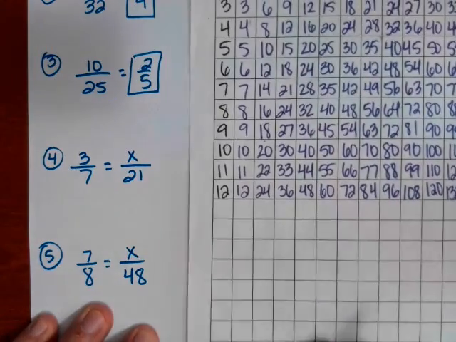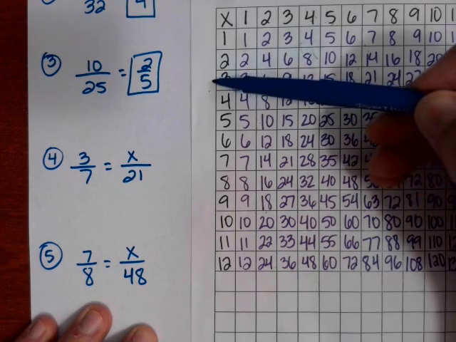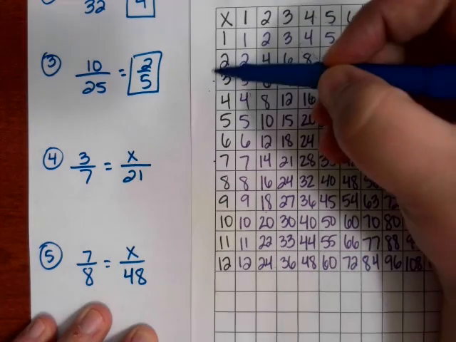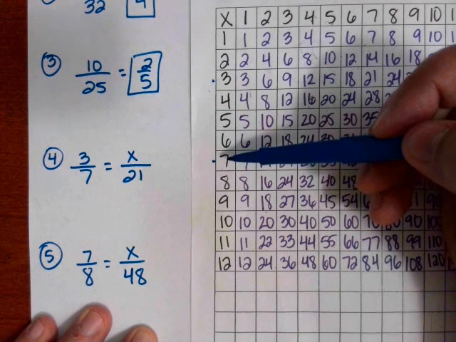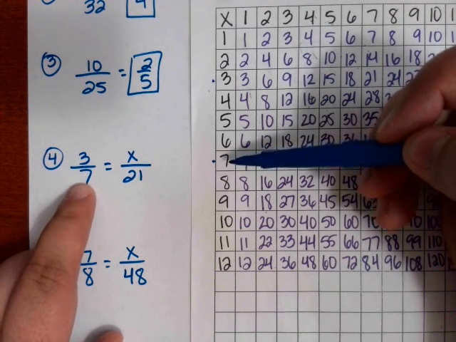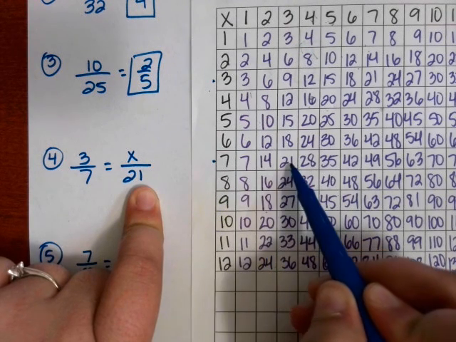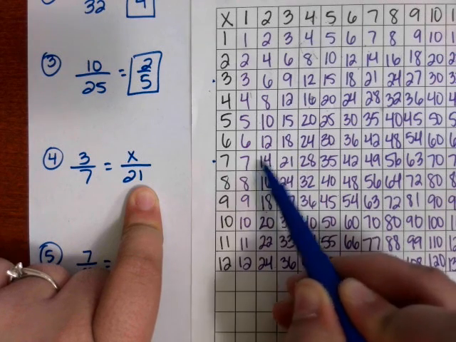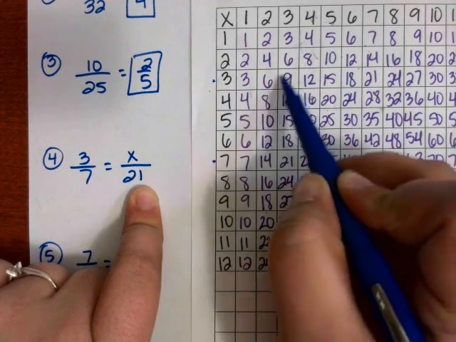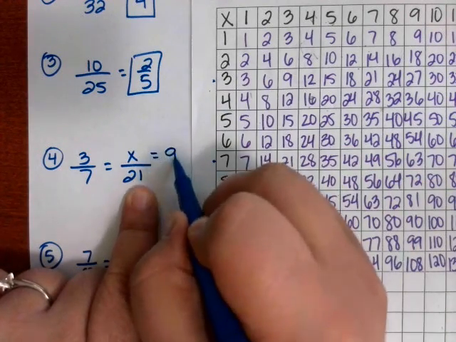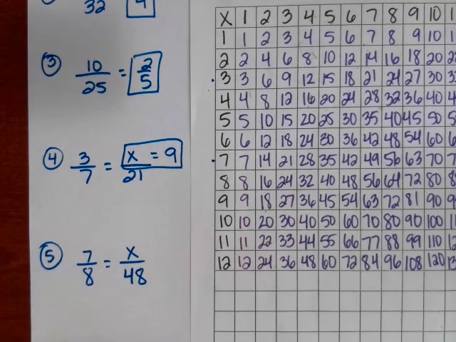What I'm going to do is find 3 over 7 over here on the left side of my chart. So 3 and 7 are here, and I put a little dot so it's easier to look at. 3 over 7 is right here. All we're going to do is go over until the 7 becomes a 21. So the 7, if we move it 3 times, becomes a 21. 1, 2, 3. So I'm going to move 3 times the 3. 1, 2, 3, and we get 9. So x equals 9. 3/7 is equal to 9 over 21.